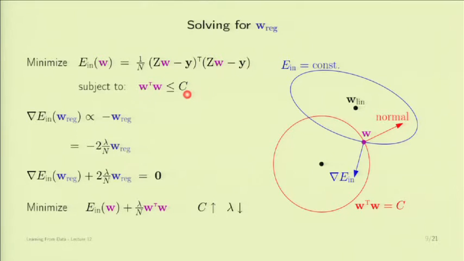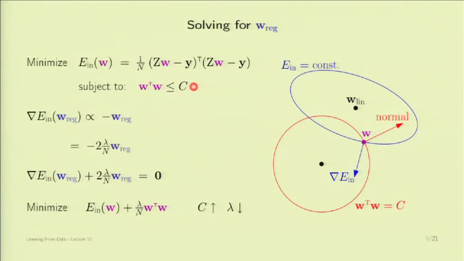What happens if C is huge? Well, if C is huge, then W lean is already the solution, and therefore you should be just minimizing En as if there was nothing, no constraint. But that does correspond to lambda equals 0, doesn't it? You will be minimizing En, okay? So if C is huge, lambda is 0.